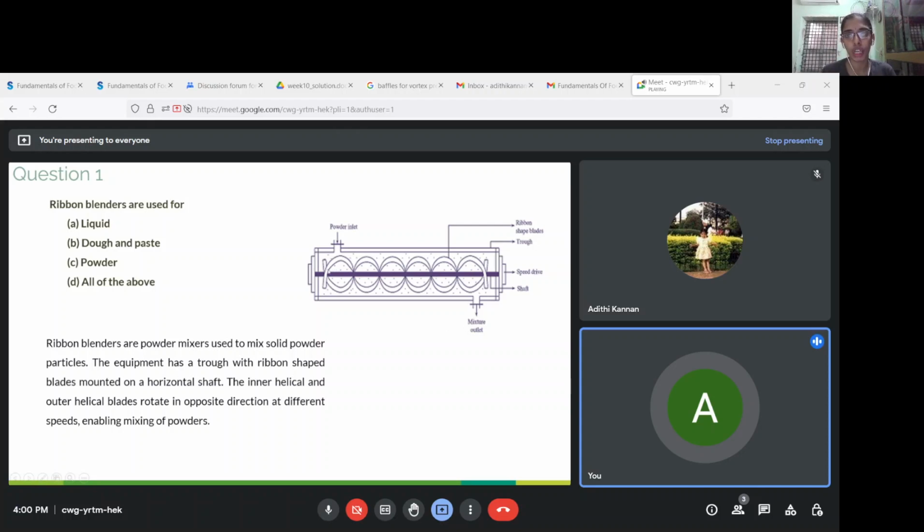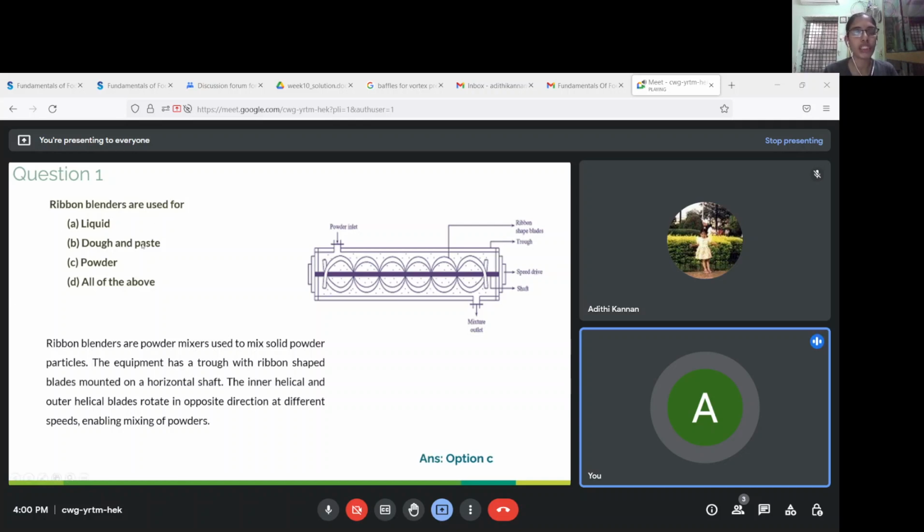If you look at a zoomed in picture of a ribbon blender blade, you'll have an inner helical blade and an outer helical blade. Both these blades rotate in opposite directions and at different speeds. Because of this, it ensures better mixing of the powders, and hence we use dry solid powders in ribbon blenders. So the answer to this question is option C.